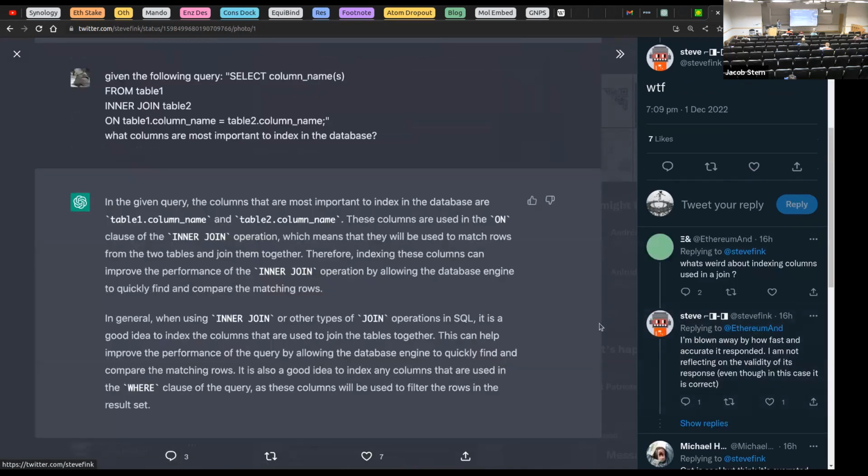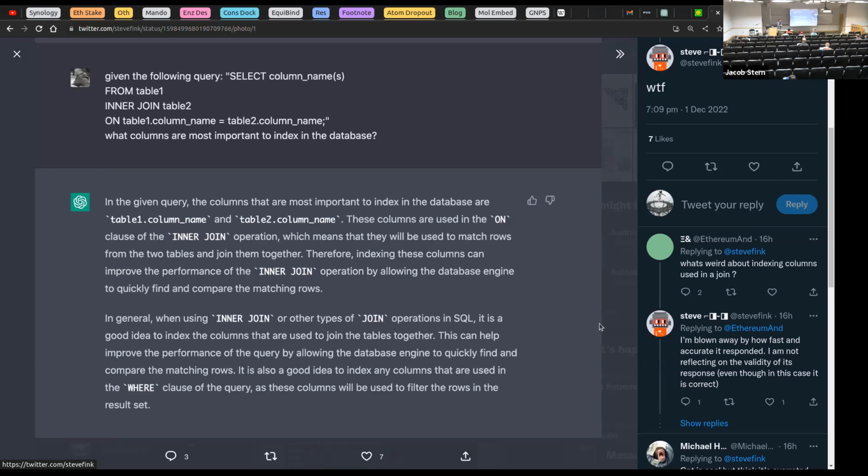All right, so given the following query, select column names from table1 inner join table2 on table1.column_name equals table2.column_name, which columns are the most important to index in the database? So this is SQL we're looking at. The response: in the given query, the columns that are most important to index in the database are table1.column_name and table2.column_name. These columns are used in the on clause of the inner join operation, which means that they will be used to match rows from the two tables and join them together. Therefore, indexing these columns can improve performance of the inner join operation by allowing the database engine to quickly find and compare the matching rows.